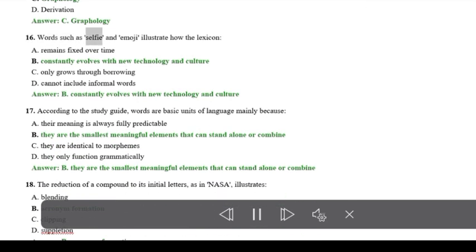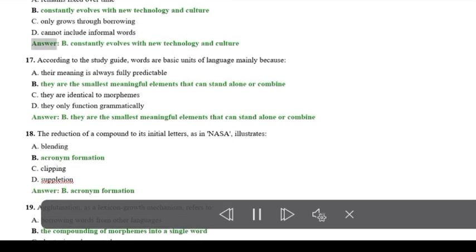16. Words such as selfie and emoji illustrate how the lexicon A. Remains fixed over time. B. Constantly evolves with new technology and culture. C. Only grows through borrowing. D. It cannot include informal words. Answer: B. Constantly evolves with new technology and culture.